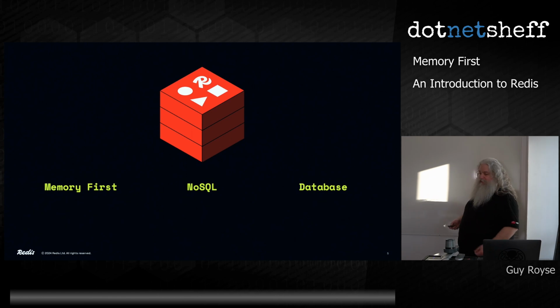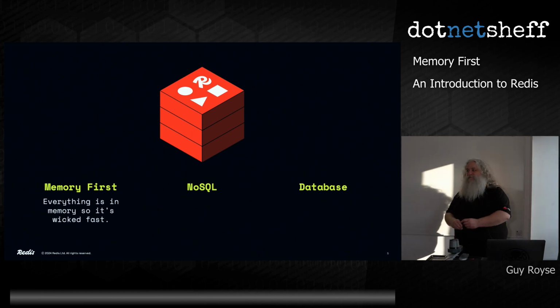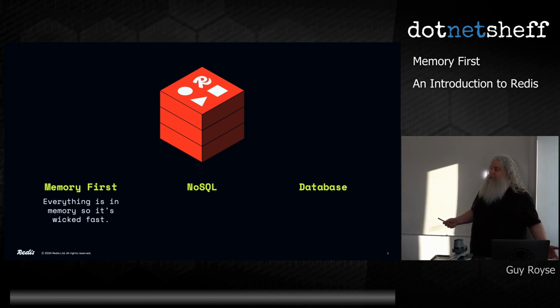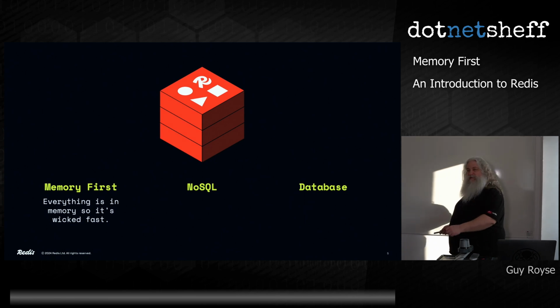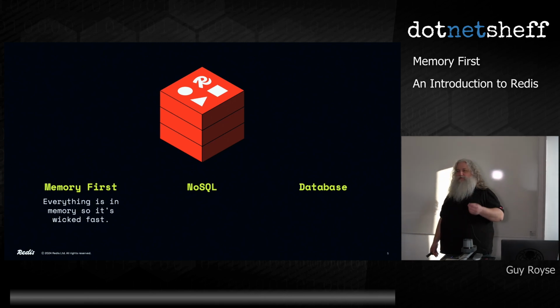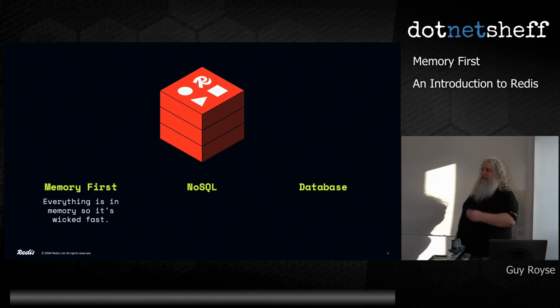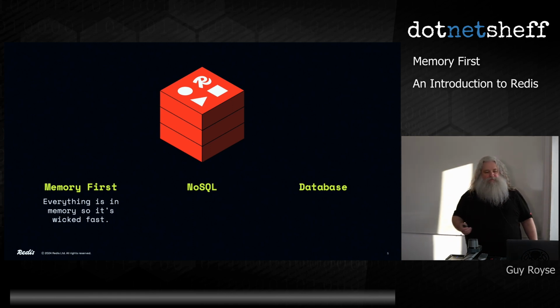Well, it's memory first because everything in Redis is stored in memory. This is why it gets used as a cache so much. It's all in RAM. Now, it can also be persisted to disk, but it's in memory first and disk second. And so that means it's just screaming fast. When you shove things into Redis, you get millisecond or microsecond response times. You spend more time on network latency than you do on talking to Redis because it's just writing to RAM and reading from RAM. So it's wicked fast.